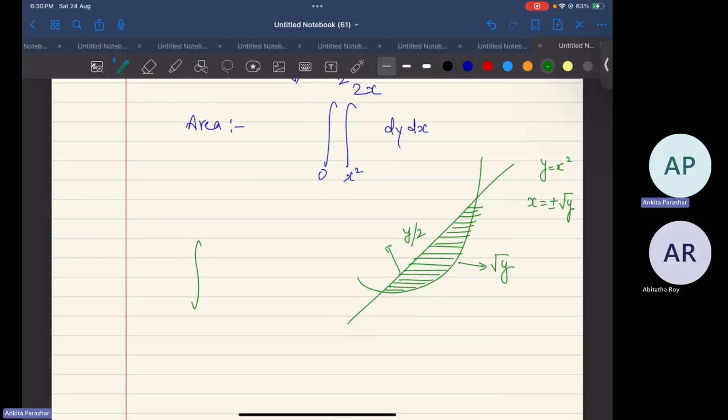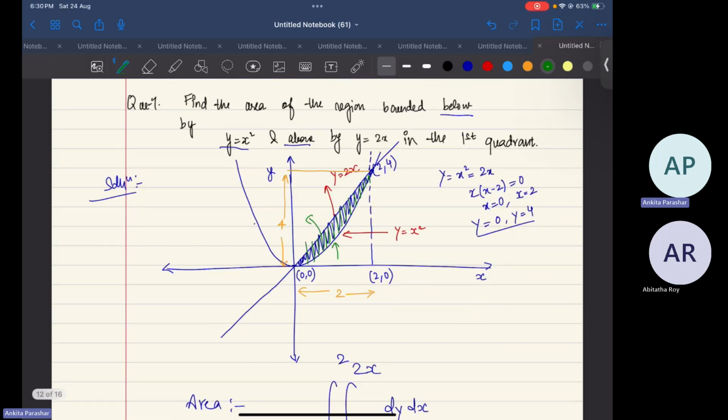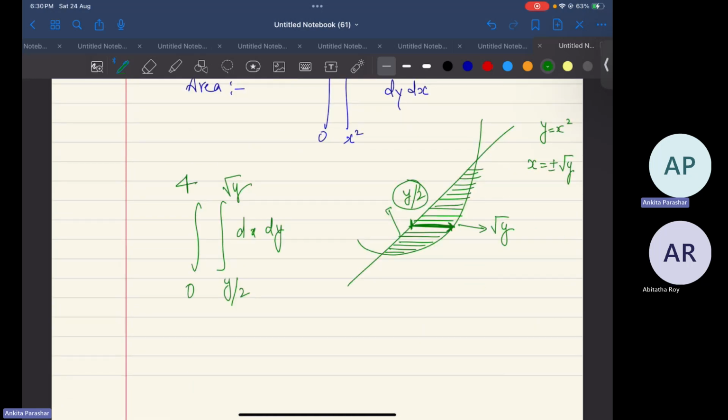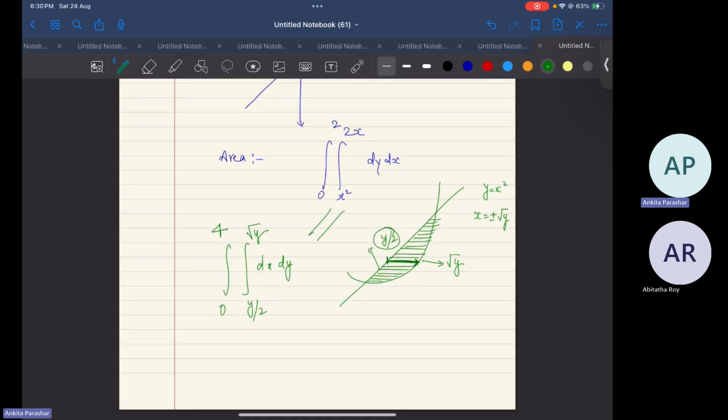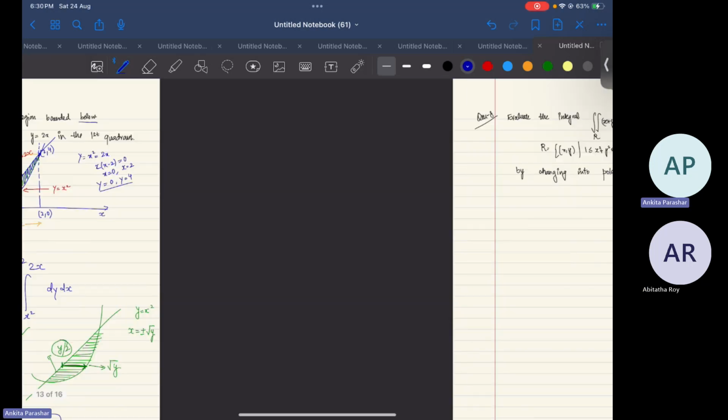So you can integrate this way, writing dx dy, and your x starts from y by 2. You have to define where you are starting and where you are ending. You start with y by 2, you end with root y. And your limits of y will be 0 to 4. And they will give you the same answer. Can you quickly tell the answer? 4 by 3. Yeah, exactly. So the answer is 4 by 3. Very good. So we know how to find this.